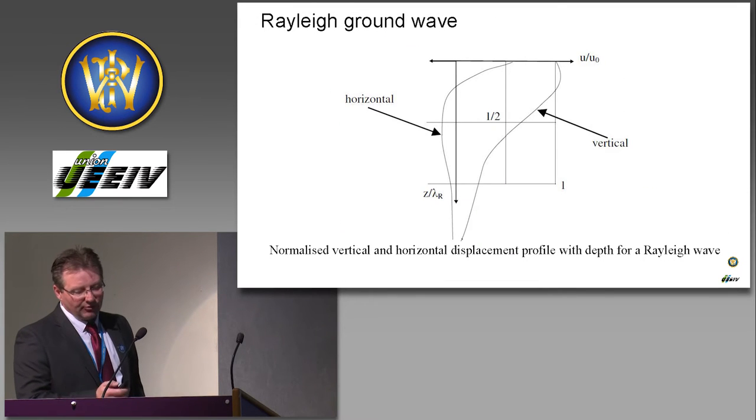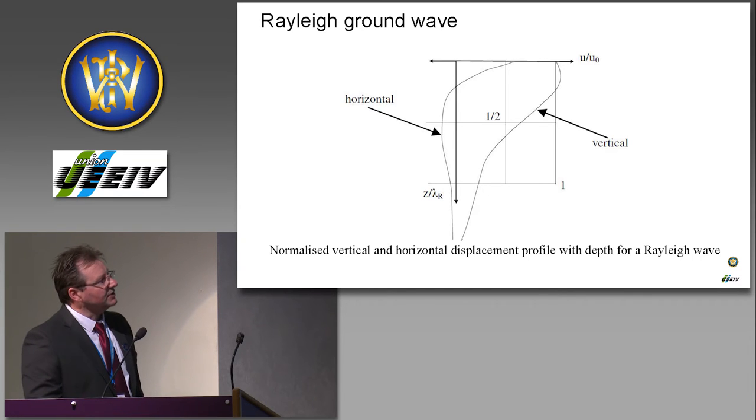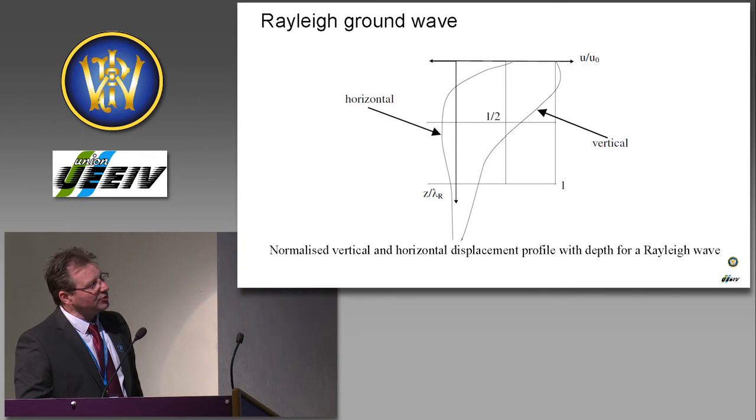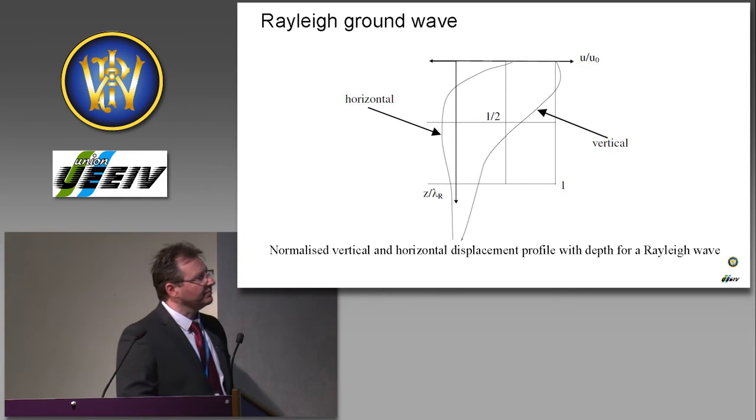In terms of the Rayleigh ground wave, this is the profile. And I've normalized this. So this is one Rayleigh wavelength here, depth. One Rayleigh wavelength. So the depth function is normalized to the Rayleigh wavelength. And the displacement is normalized to the peak vertical displacement. That shape there is the Rayleigh wave. With depth, that is its lateral distribution, but that is the vertical deflection profile from the Rayleigh wave.